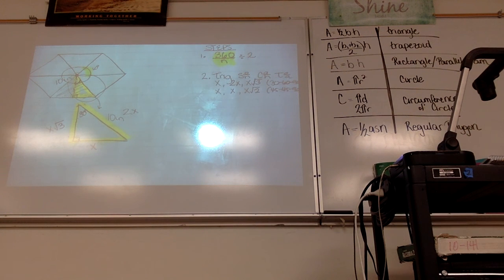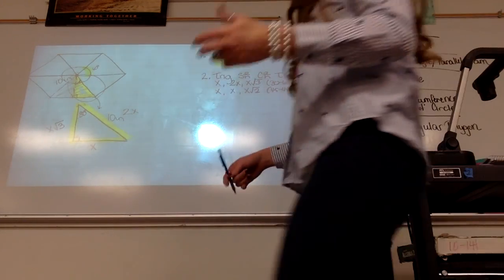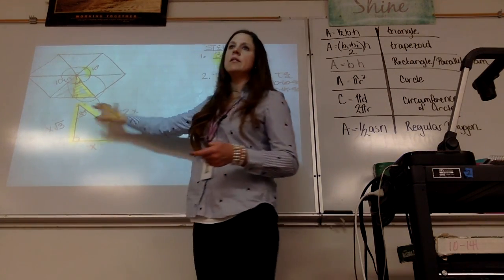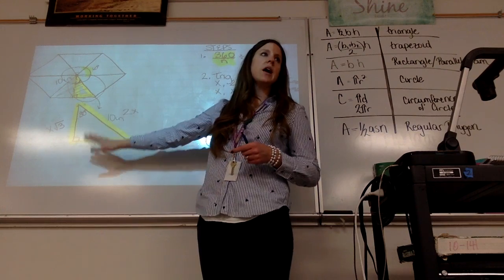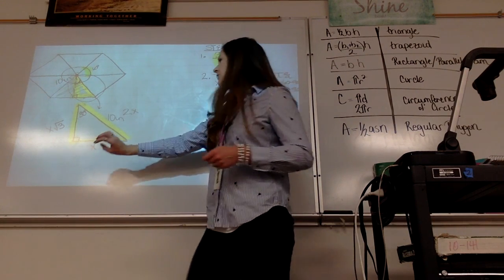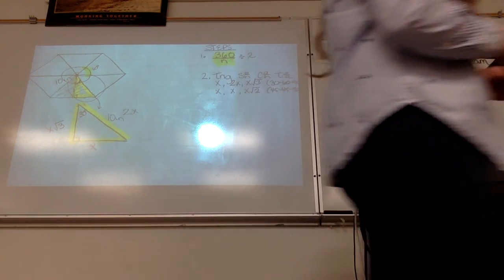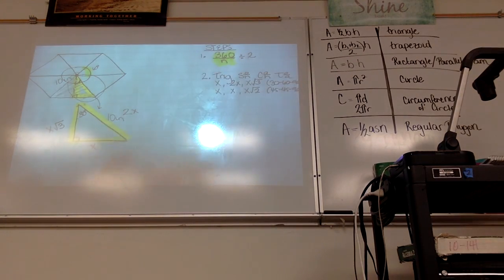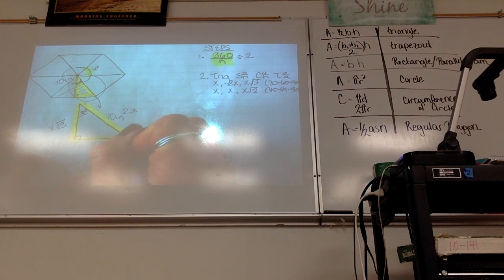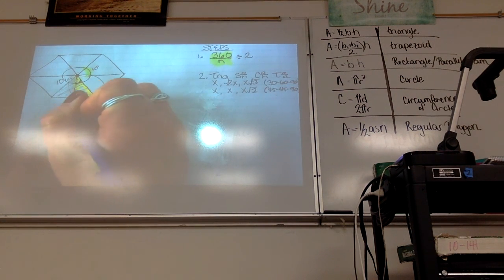So 2x and x are just one double the other. The hypotenuse is twice as long as the short side. So if this is 10, how long is the short side? 5. If this is 5, what's the long side? Yeah. So this is 5, and this is 5 square roots of 3.